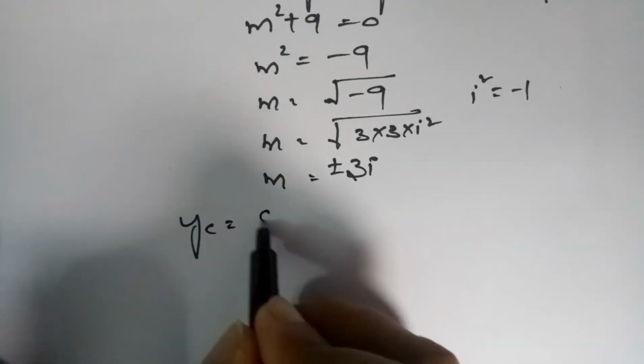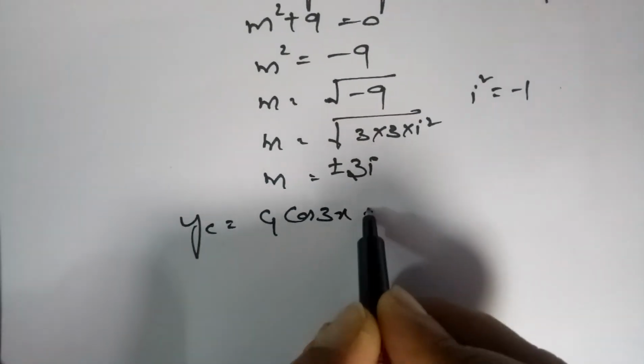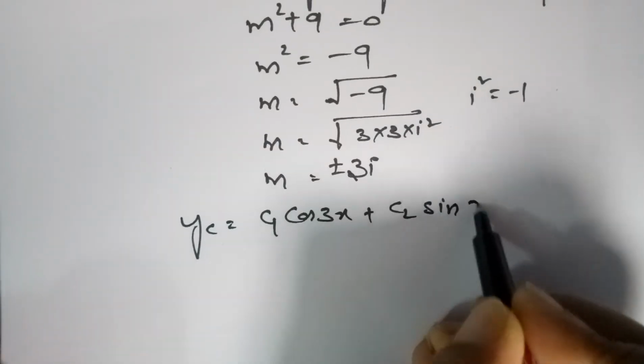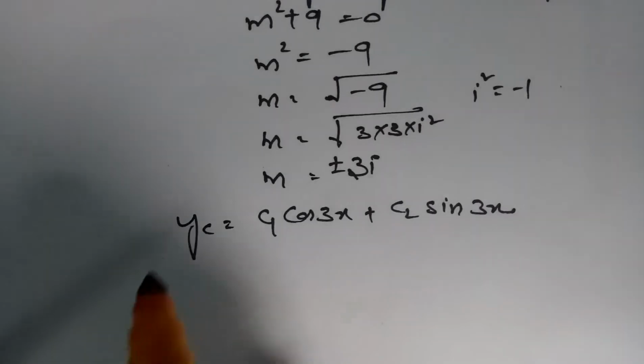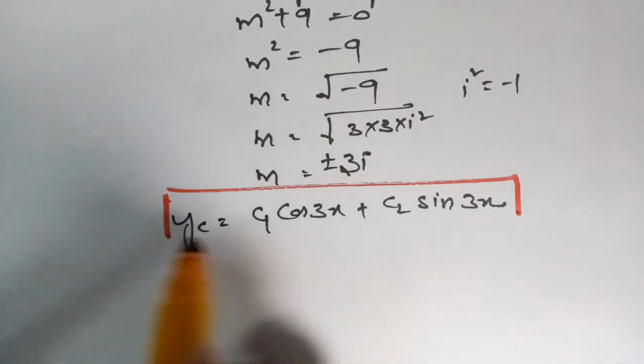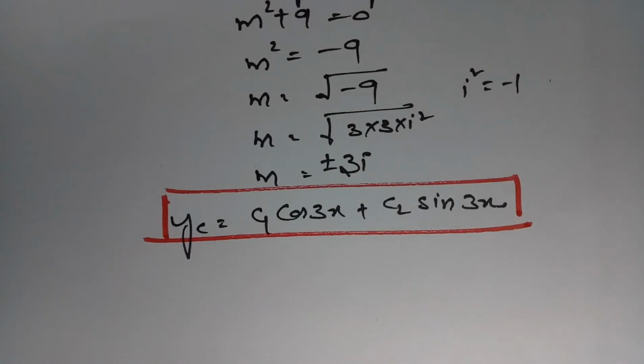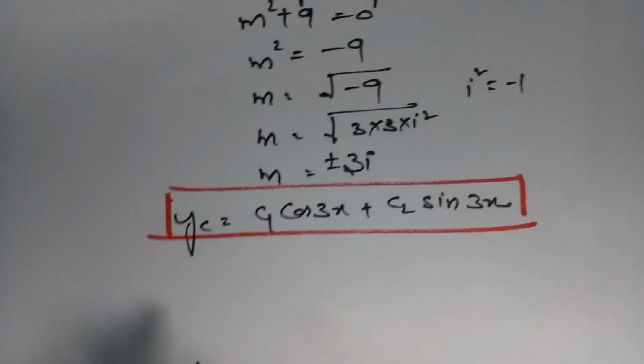Therefore, yc is equal to c1 cos 3x plus c2 sin 3x. So how did we get c1 cos 3x plus c2 sin 3x? So this is the complementary factor. After getting the complementary factor, I'll show you how to find the particular integral.